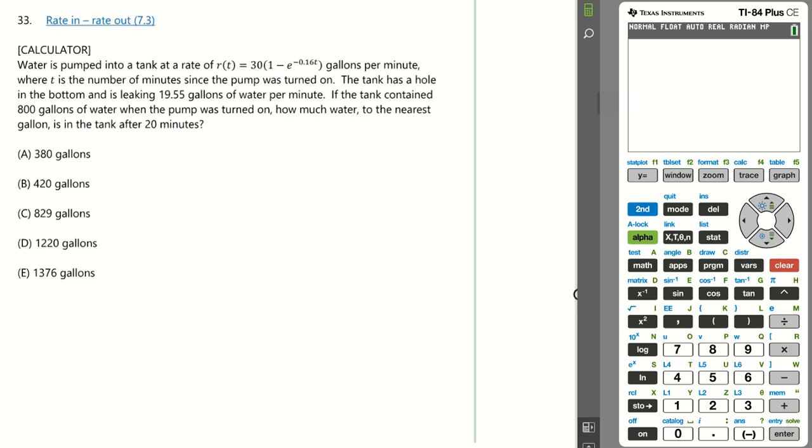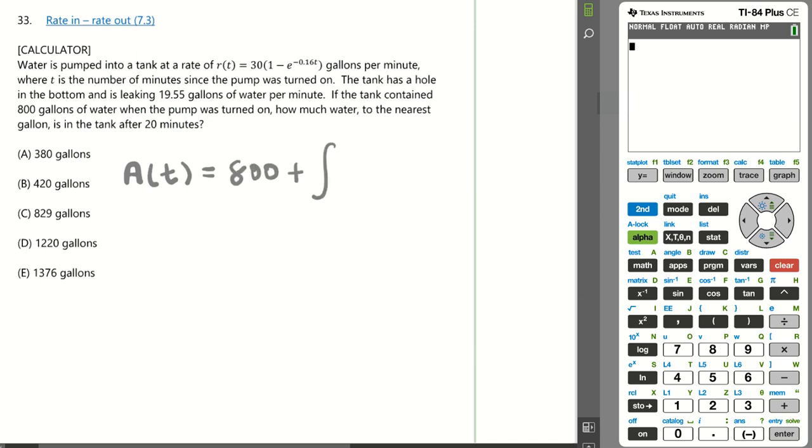So water's going to be pumped into the tank at the rate R, and then it has a hole in the bottom and it's leaking 19.55 gallons of water per minute. Okay? If the tank started with 800, how much is going to be in the tank after 20 minutes? Well, we know the amount function will be the amount we started with, the 800, plus the integral of rate in minus rate out. So it would be the integral from time 0 to time t of rate in is r, rate out is 19.55, and then we need a dummy variable, so I'll just use x or something.